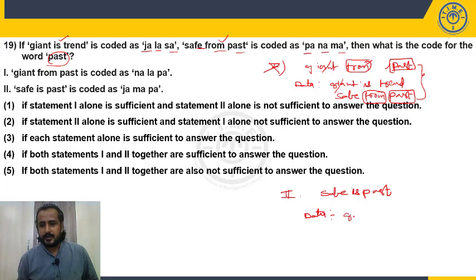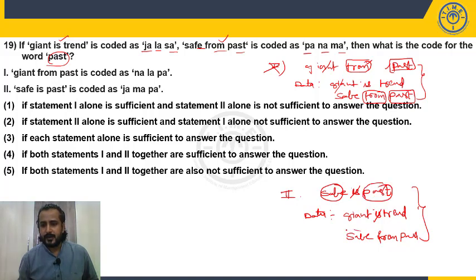Now what is given here? Gent is trend. Okay. Next, safe from past. Safe from past. Now when I combine these three, I can say what is the code for is. Right. I can say the code for is. But can I say what exactly is the code for past? Now here safe past is common. Safe past is common. So again I am unable to decide the code for what exactly is past. So 2 alone is also not sufficient.